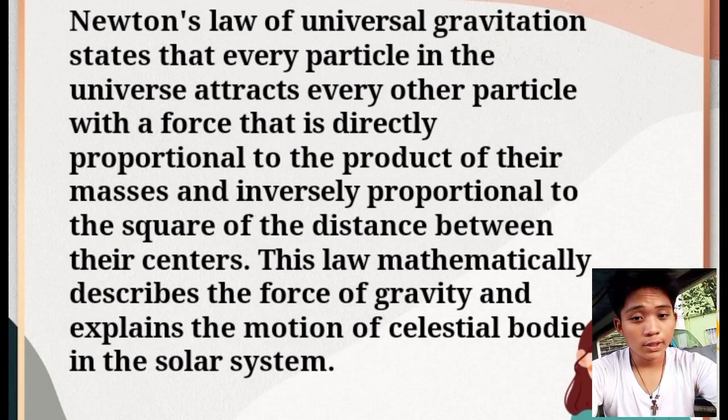Newton's law of universal gravitation states that every particle in the universe attracts every other particle with a force that is directly proportional to the product of their masses and inversely proportional to the square of the distance between their centers. This law mathematically describes the force of gravity and explains the motion of celestial bodies in the solar system.